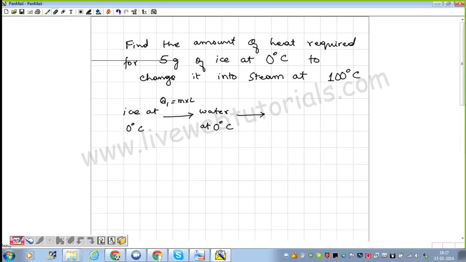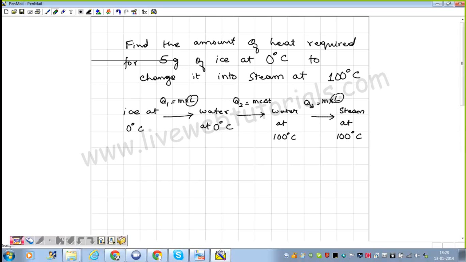Second thing that is what is going to happen is water at 0 degrees Celsius is going to become water at 100 degrees Celsius. Now here change of temperature is taking place. I'll write this as Q2, which is going to be MC delta T. Now water at 100 degrees Celsius finally is going to become steam at 100 degrees Celsius. This will be Q3. Now here again change of state is taking place. Whenever change of state is there, the formula will be Q is equal to M into L. But remember, these both L values will be different.